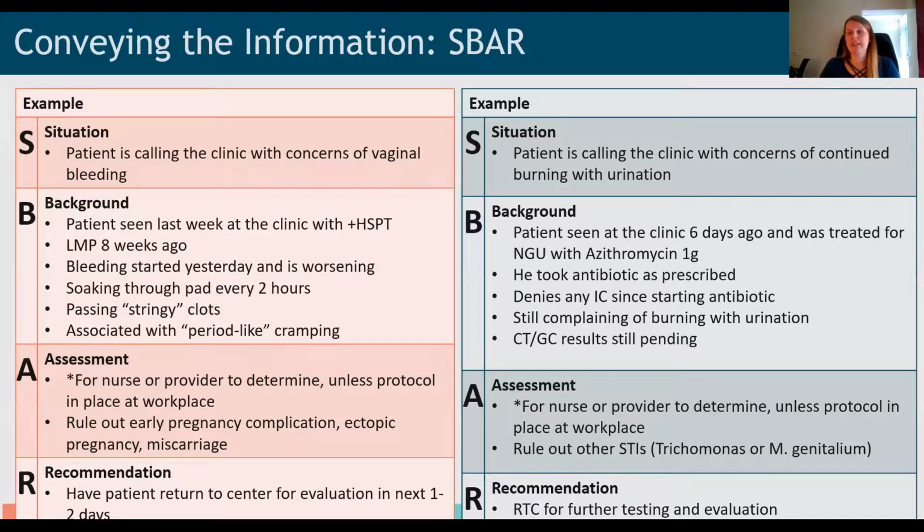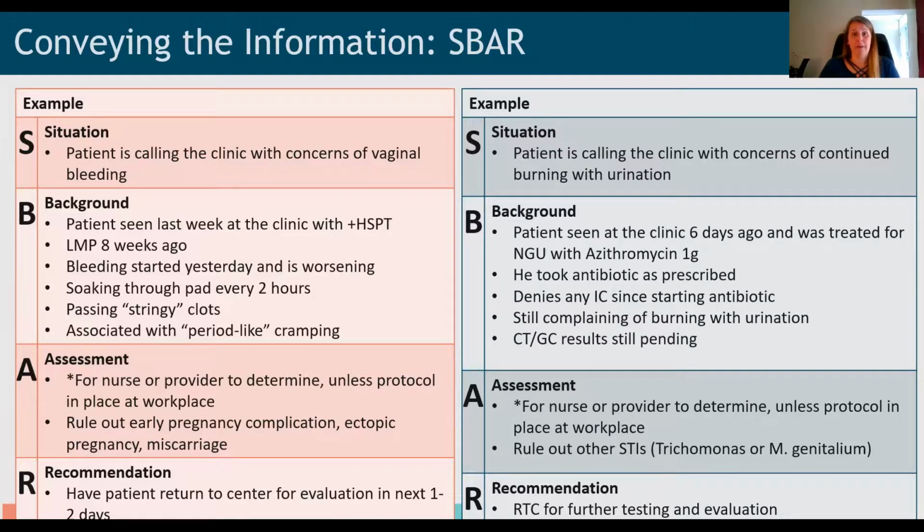this patient is calling the clinic and has concerns of continued burning with urination. This patient was seen at the clinic 6 days ago and was treated for NGU with azithromycin, 1 gram. He took the antibiotic as prescribed and denies any intercourse since starting the antibiotic. He is still complaining of burning with urination. We don't know what his gonorrhea and chlamydia test results are because they're not back yet.